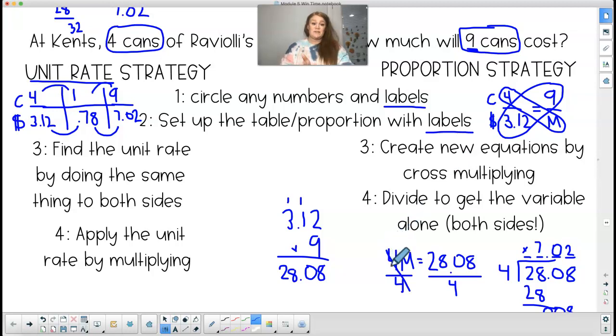So our new equation is 4 times M, crisscross. 3.12 times 9 is 28.08. Divide by 4 on both sides, or whatever it is on both sides, and that gives you your answer. Same answer, 2 different ways.